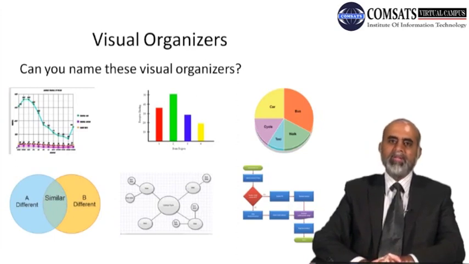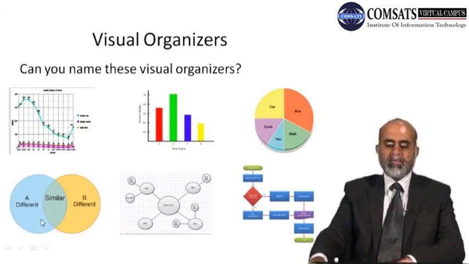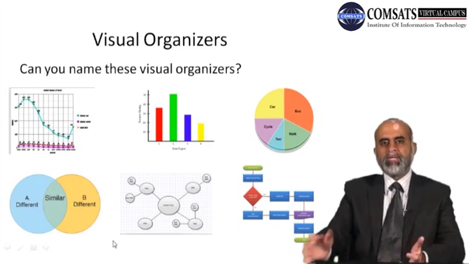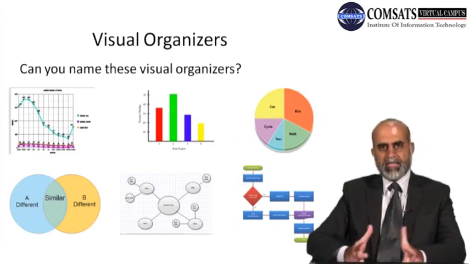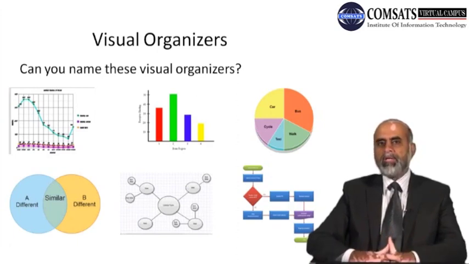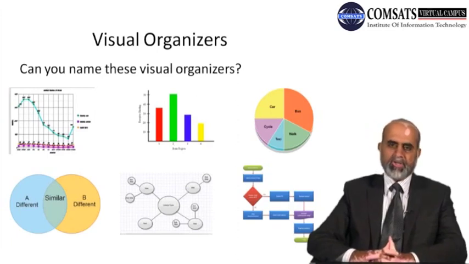Maybe this is difficult to name. It is called a Venn diagram, V-E-N-N. A Venn diagram is actually intersecting circles. Right here we have two intersecting circles, but sometimes you can have more: 2, 3, 4, 5, 6, it depends. Here we have two different ideas, A and B, and they have a certain area which is similar to both of them. So when two branches of a discipline overlap, we usually use a Venn diagram in order to show the relationship between the two.